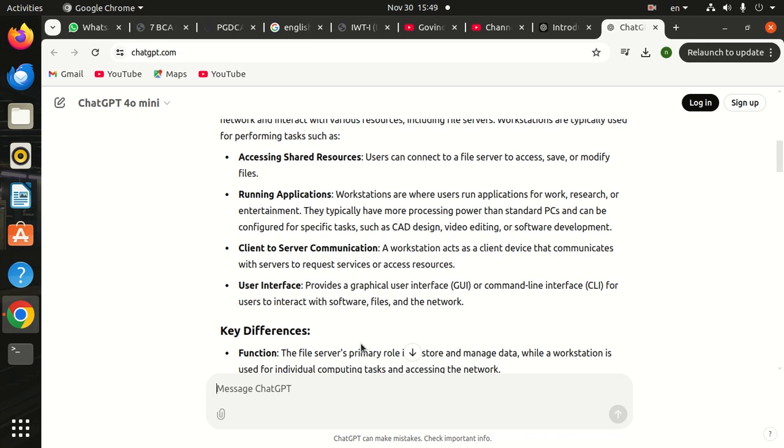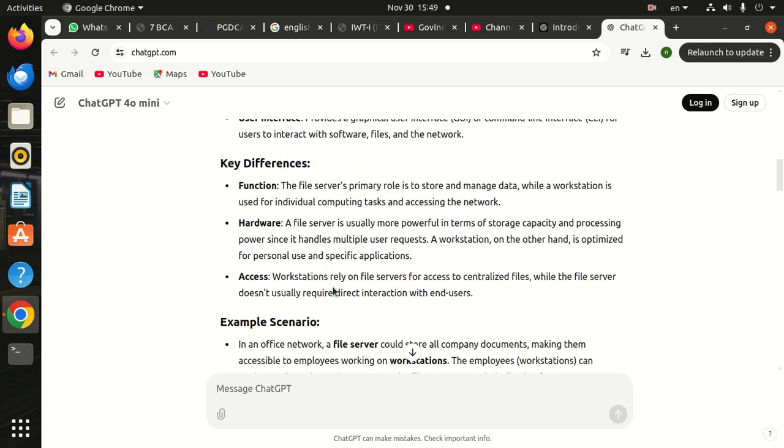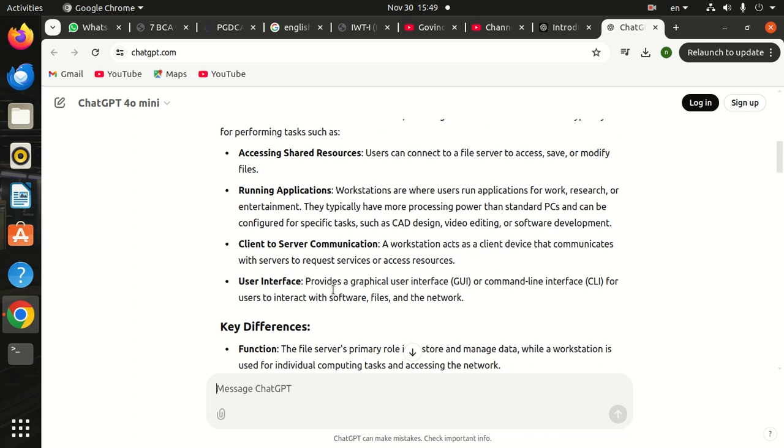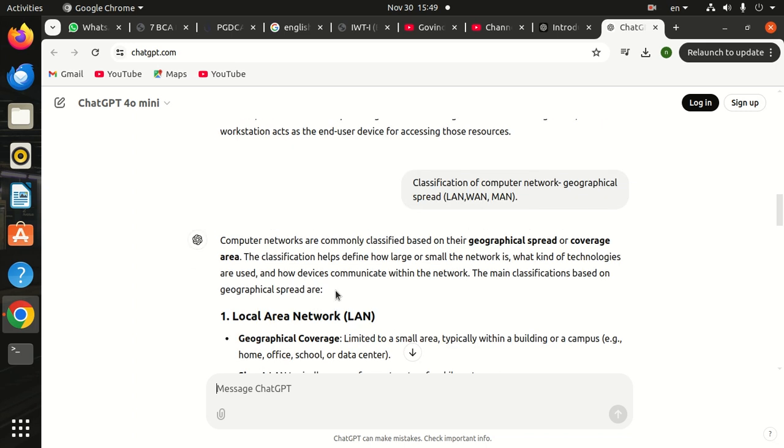Third, client to server communications. A workstation acts as a client device which can communicate with a server to request services or access resources. It also gives the user a graphical user interface, that means the GUI, or you can also say the command line interface, CLI, to interact with software, files and the network. So these are all about the workstation and file server, which are the components of networking.